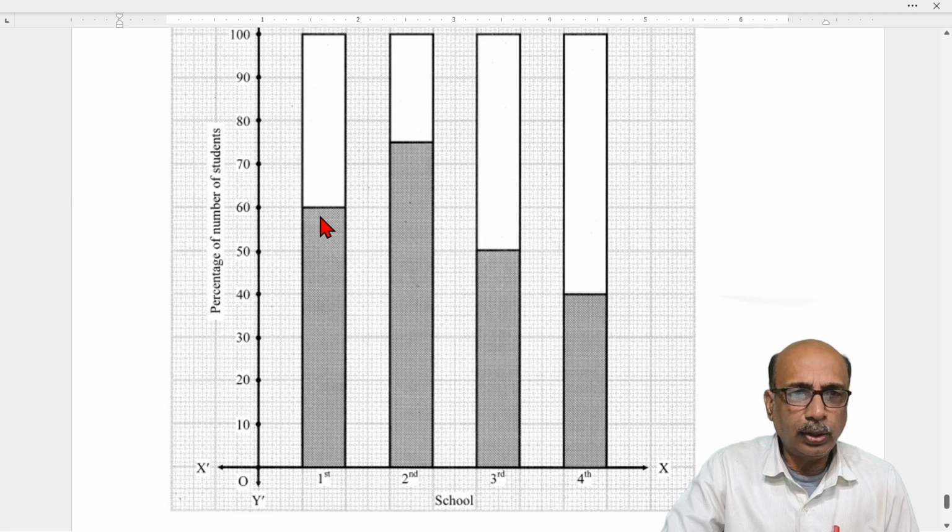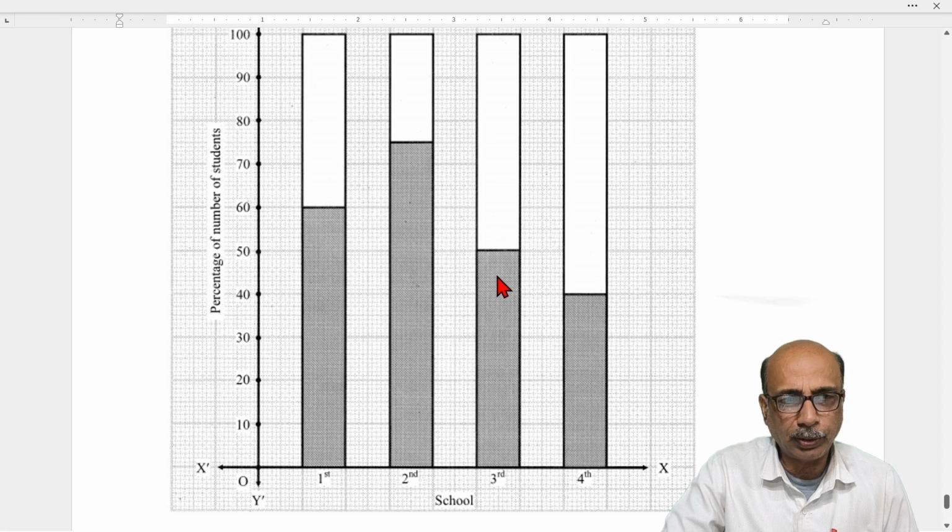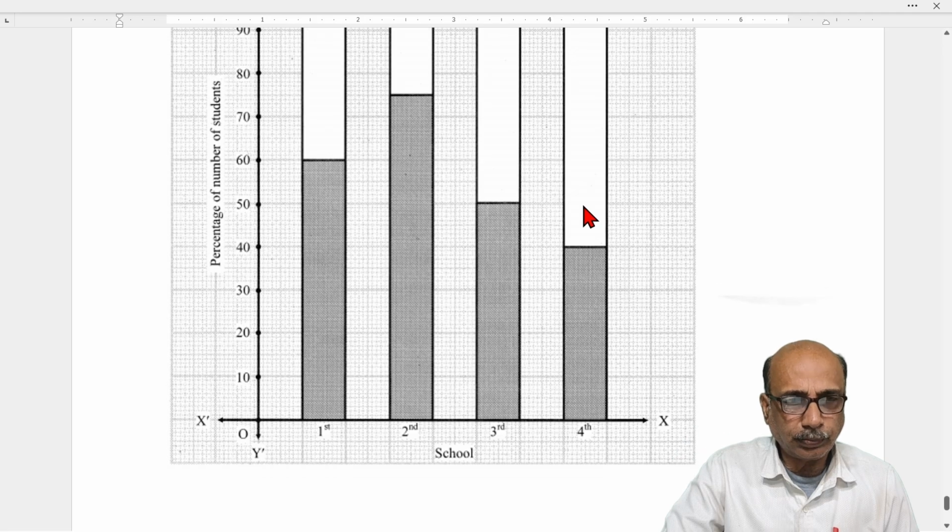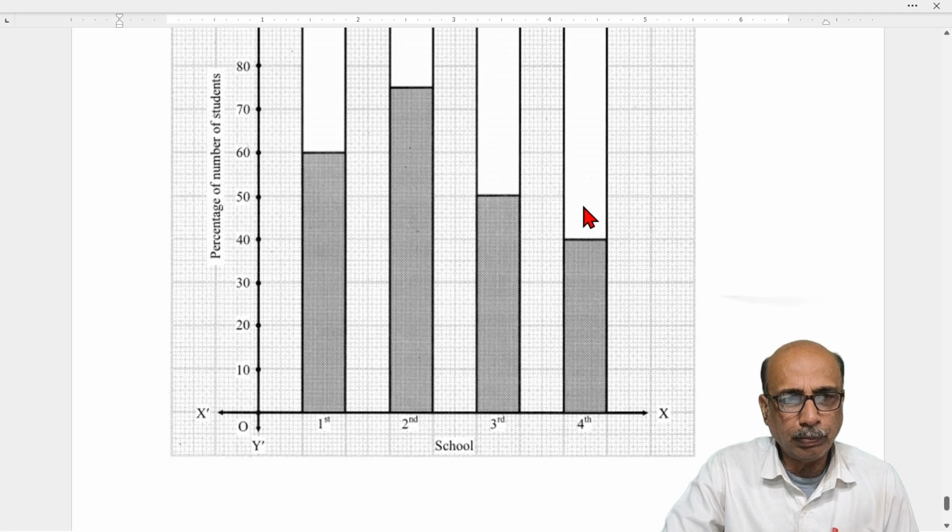So for first school, towards science is 60% and 40% towards commerce. For second school, it is 75% towards science and towards commerce 25%. For third school, 50% for science and 50% for commerce. Here for fourth school, 40% is for science and 60% is for commerce. So like this, we can draw the percentage bar graph.